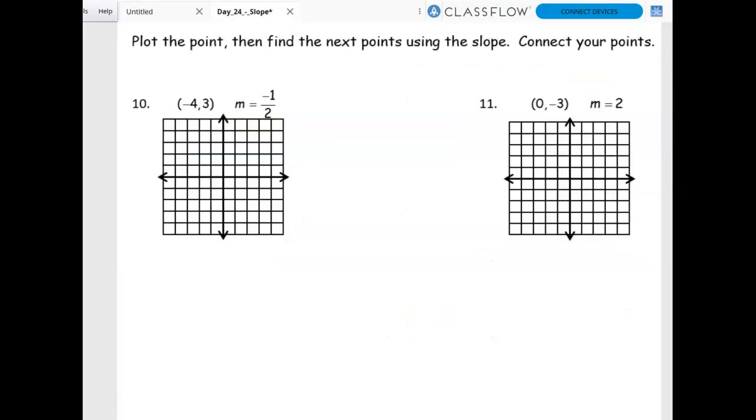All right. So in this section, we just want to plot the point and find the next points using the slope and then connect them. So I start out at my point, -4, 3. Always start at the origin. X before Y. So we walk before we fly. So we go -4, 1, 2, 3, 4, +3. There's our point that we start at. Since our slope is -1/2, we've got a rise of -1 and a run of 2. So I go down 1 to the right 2, or I could go up 1 to the left 2. We're off the graph with that, but let's just keep going this way. And we make our line.